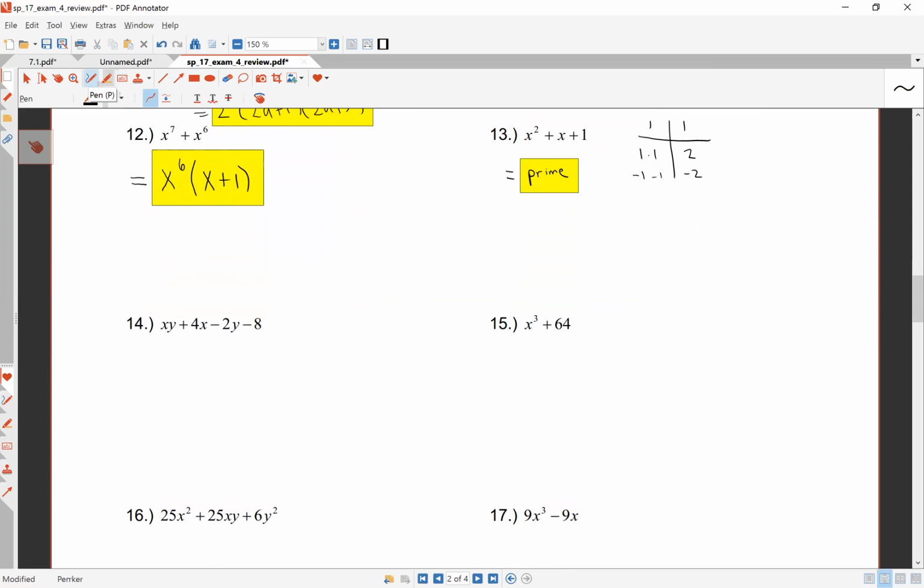All right, number 14, we got 4 terms. So the first pair, we factor out an x. Leaves us with y plus 4. For my second pair, I factored a -2, and it leaves me with y plus 4. Now I factor out the y plus 4 to the right-hand side, and that will leave me with x minus 2. x minus 2 times y plus 4.